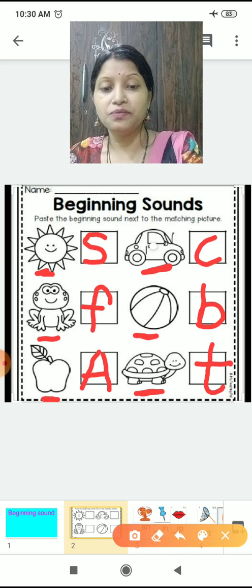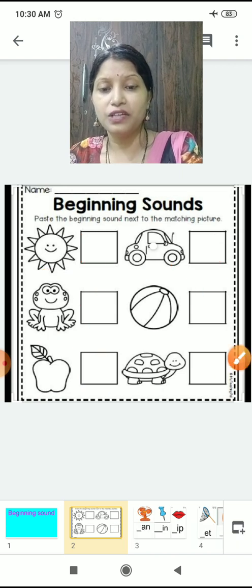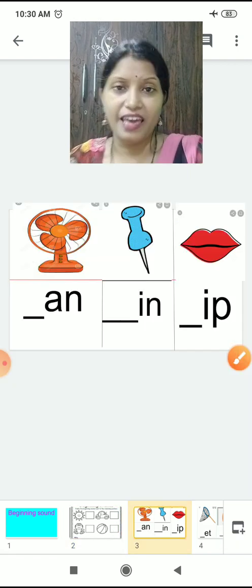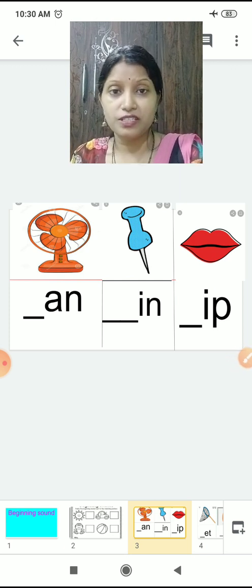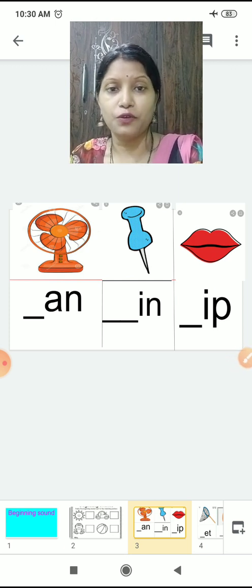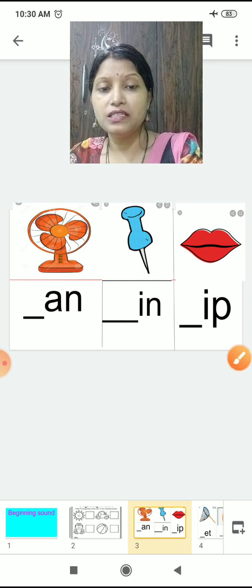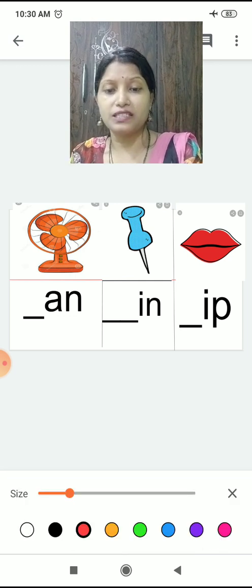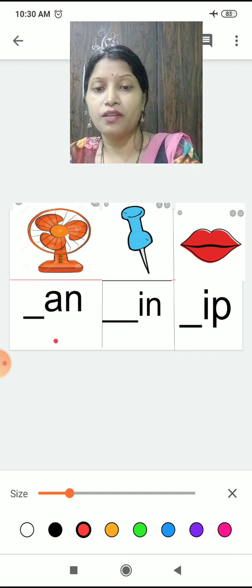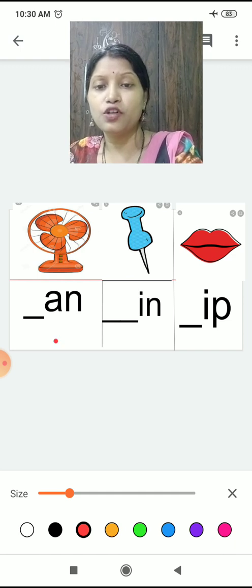So shall we go to the next worksheet? Some more objects are there. You have to write the beginning sound of these objects. Right? What is it? Tell me. What is this, children? Which object is this?